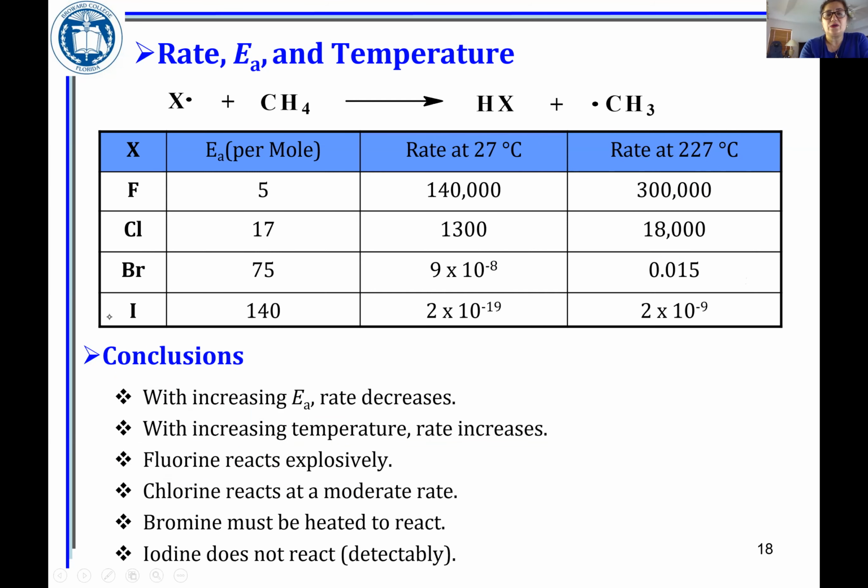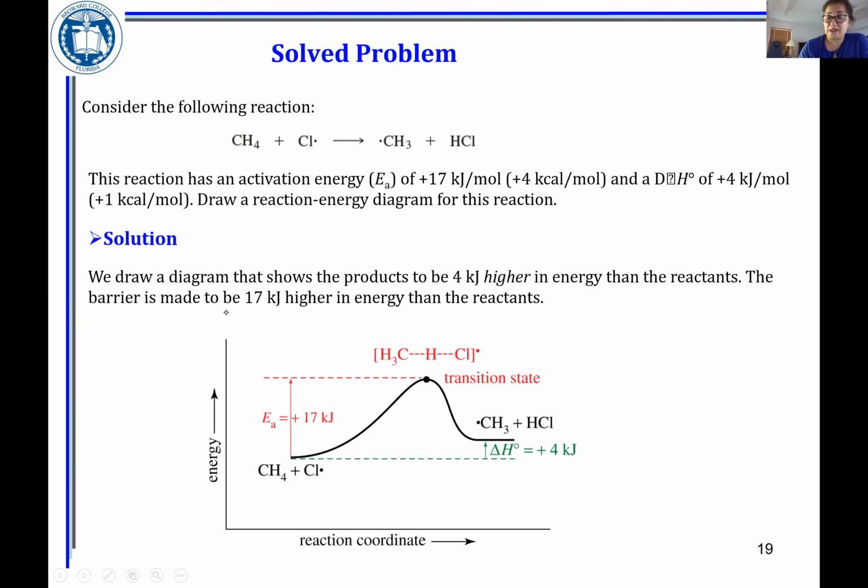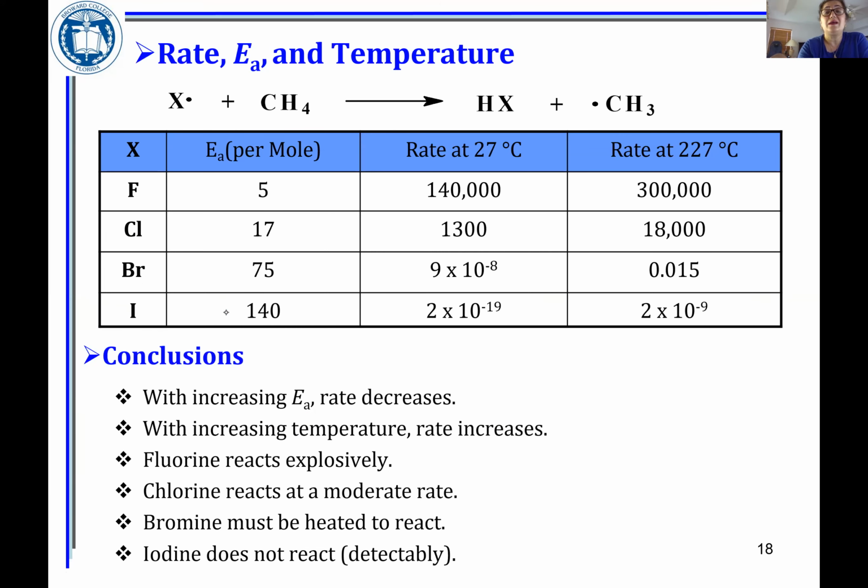And also the nature of the reactant. If you have chlorination, bromination, or iodination, it's going to make the reaction slow or fast as well. This is the nature of the reactant. For iodine, the activation energy is very high and the reaction is going to be very slow. The rate of the reaction is 2 × 10^-19.